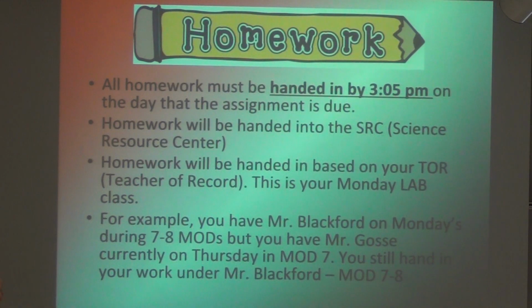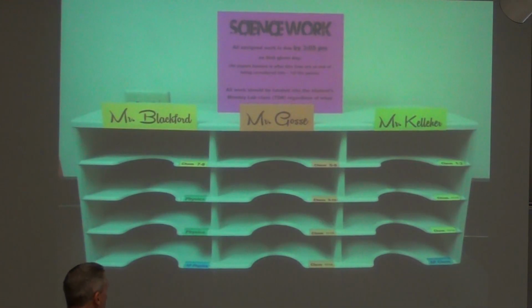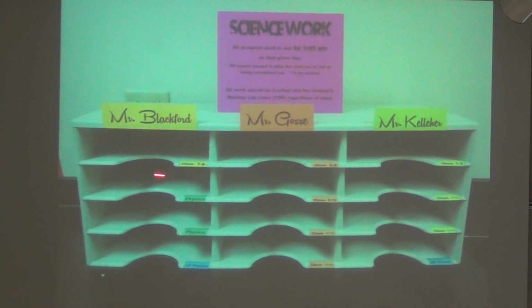Due at 3:05, there's a big rack in the back of the Science Resource Center that allows you to turn all of your homework in. So I only have Mod 7 and 8, one section of chemistry this year. If you're in my Monday class, everything is going right in here. Mr. Augustie's got 4 sections of chemistry. Mr. Kelleher's got 3 sections of chemistry. When you do your homework, please write your name on it, obviously, and write your Monday mod number. And then, when it's time to turn it in, if you are in Mr. Augustie's 9-10 section on Monday, all of your homework is always going in that slot.